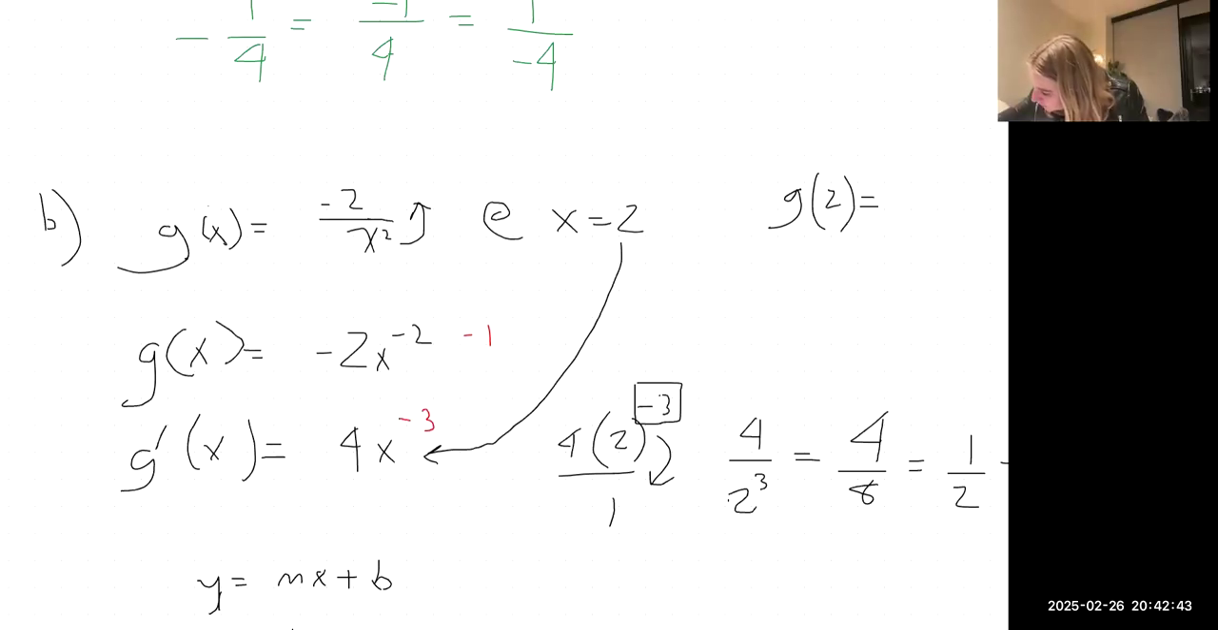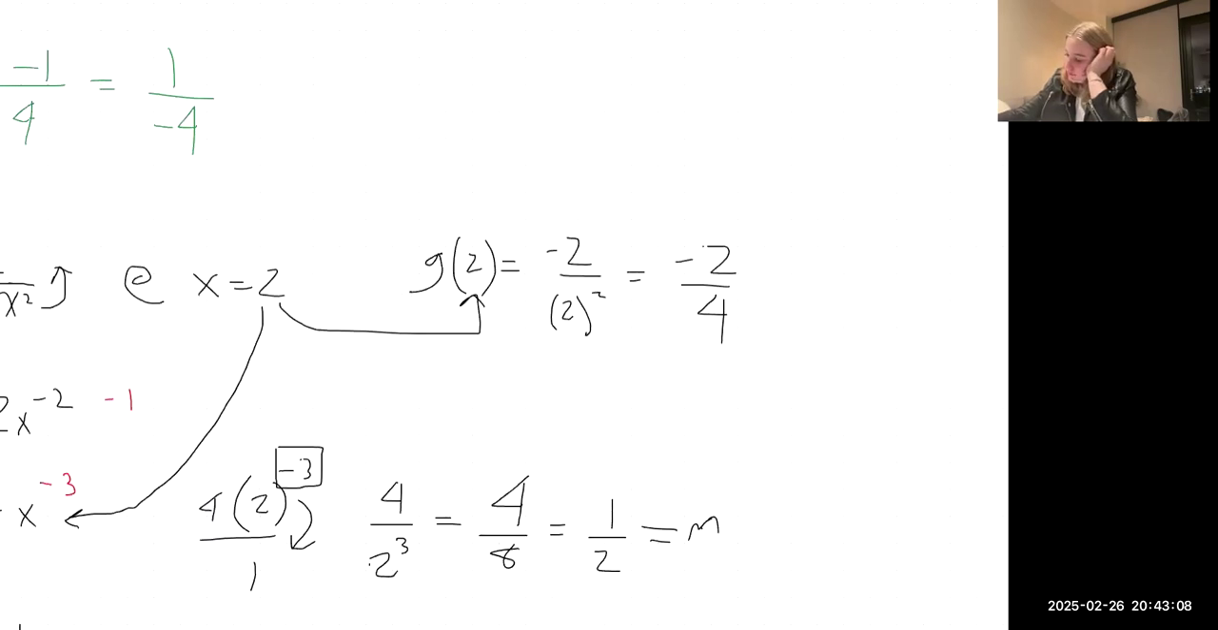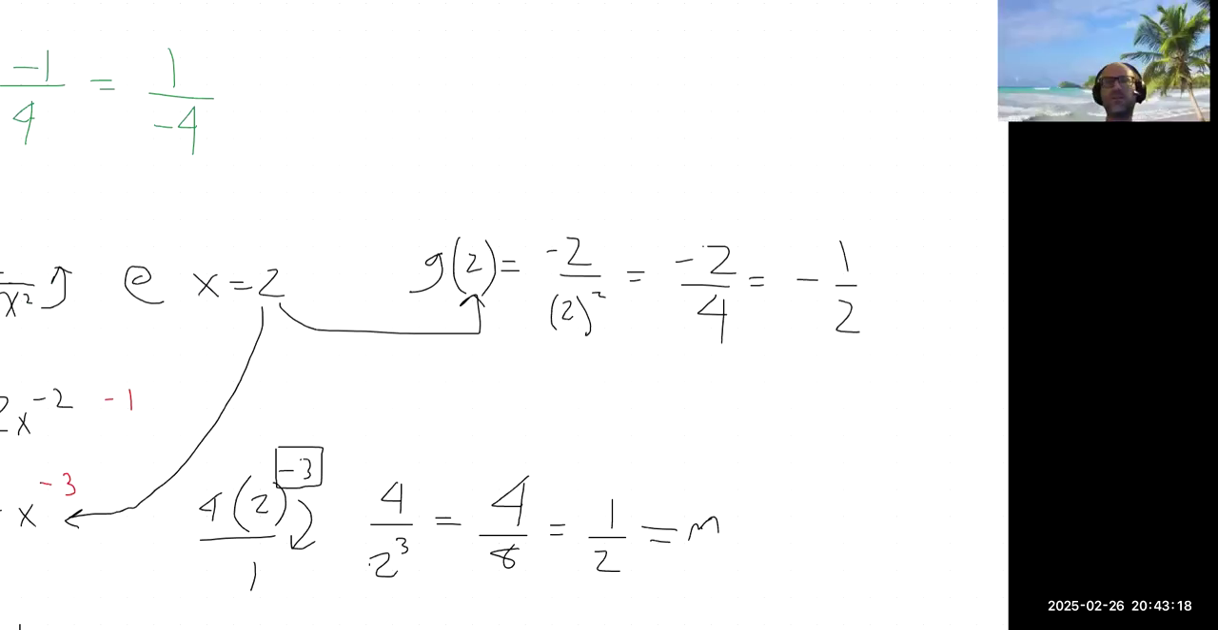G of 2 equals negative 2 over 2 squared, which equals -2/4, which equals -1/2. All right, so that's going to be our y value.